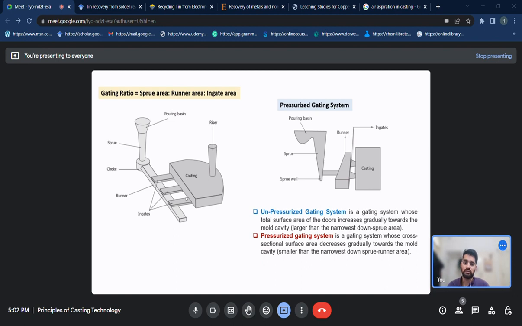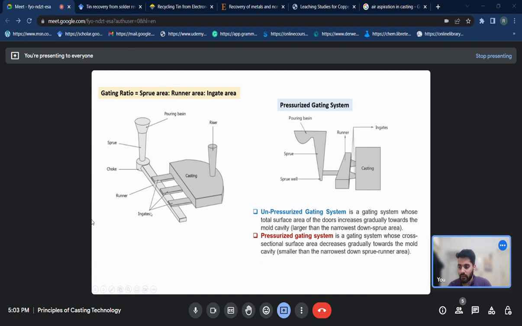If we discuss the unpressurized gating system, it is a gating system whose total cross-sectional area increases gradually towards the mold cavity, larger than the narrowest down sprue area. You can imagine these areas as tapered, coming outside. While the pressurized gating system is a gating system whose cross-sectional area decreases gradually towards the mold cavity, smaller than the narrowest down sprue runner area.